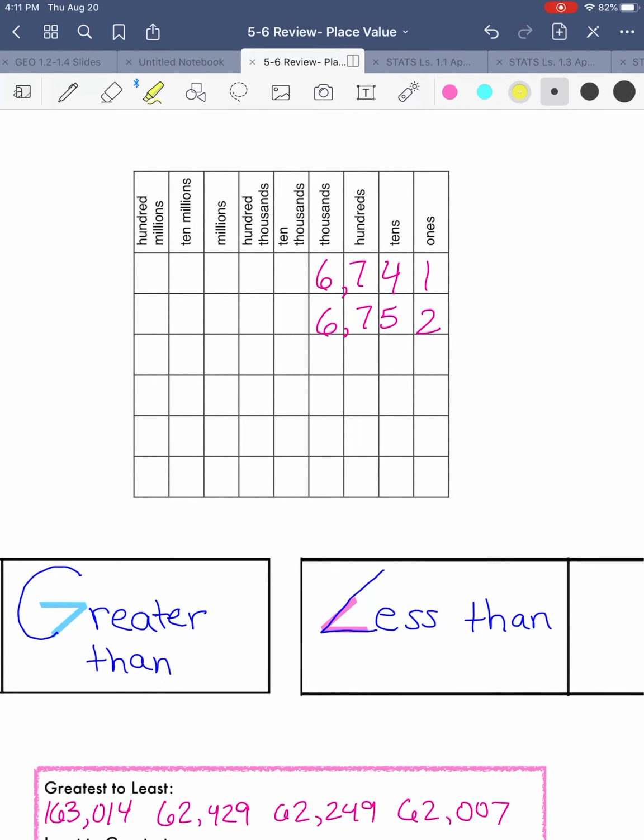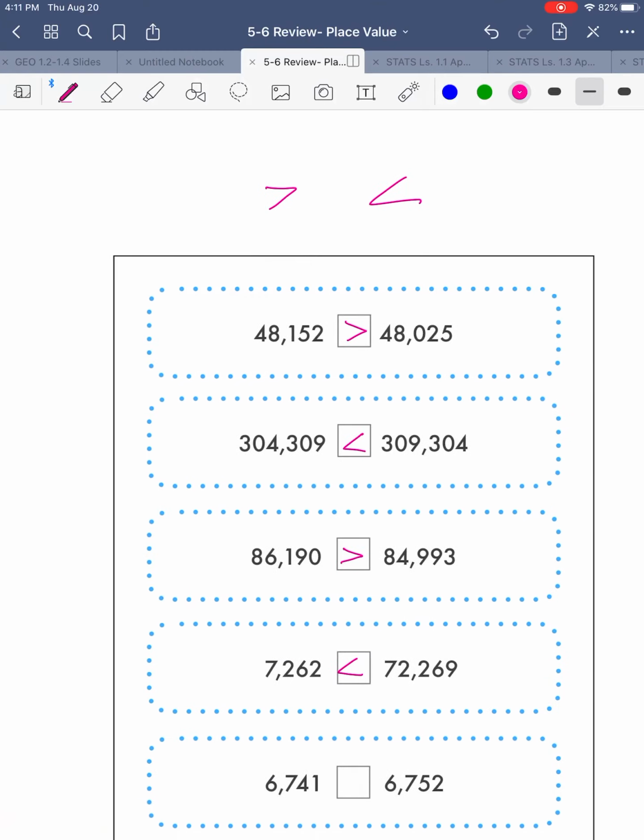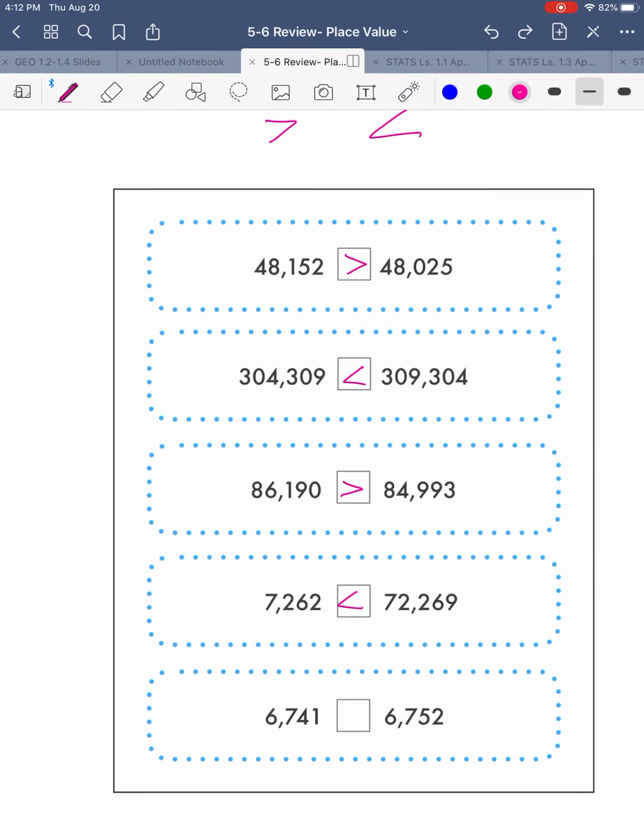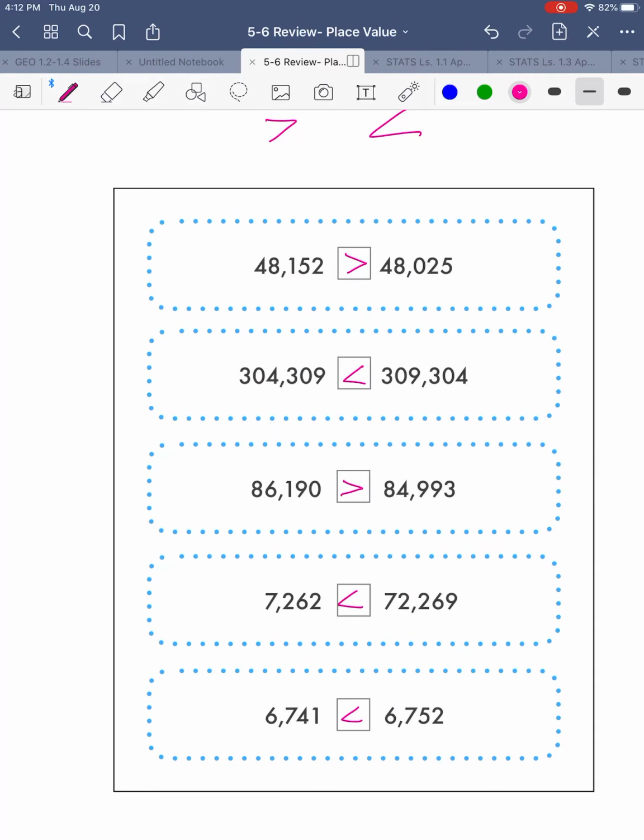And then again, I can start comparing places. Those match and those match. So the first place where they don't match is here, and I'm comparing this number to this number. So is 4 greater than 5 or is 4 less than 5? It's less than. So I need to go back, and again, I need to look for an L. This is the one that matches. So I need to put a less than symbol to represent the answer.